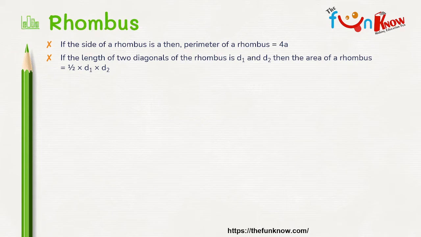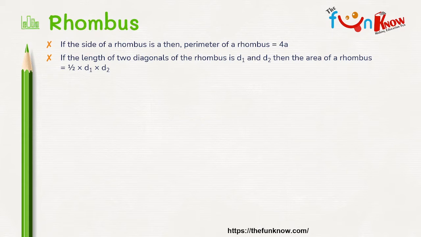Next, students, if the lengths of the two diagonals of the rhombus are d1 and d2, then the area of the rhombus is half into d1 into d2. That means the area of the rhombus will be half into diagonal 1 into diagonal 2. So remember, a rhombus has diagonals, and whatever the lengths are, one diagonal will be d1 and the other diagonal will be d2. That length d1 into d2 multiplied by half, that is 1 by 2, will be the area of the rhombus.